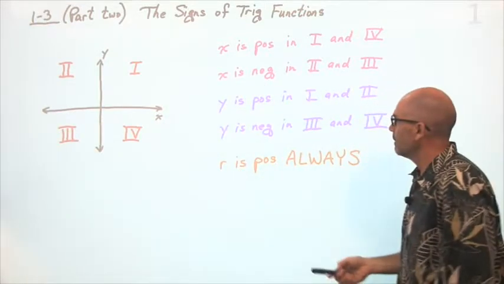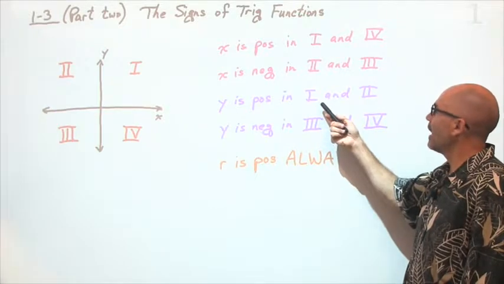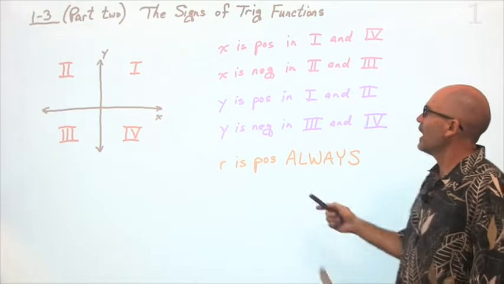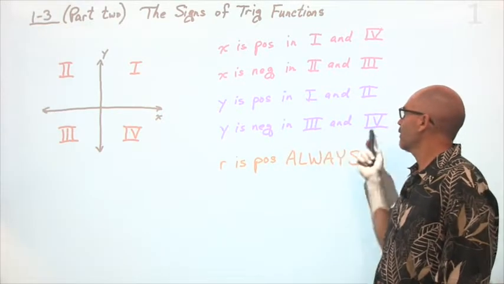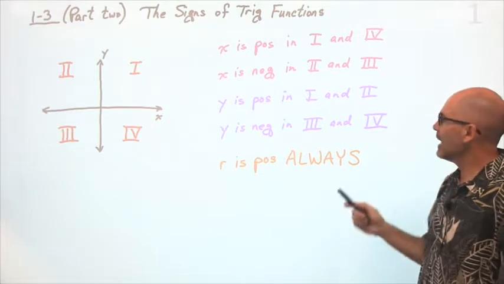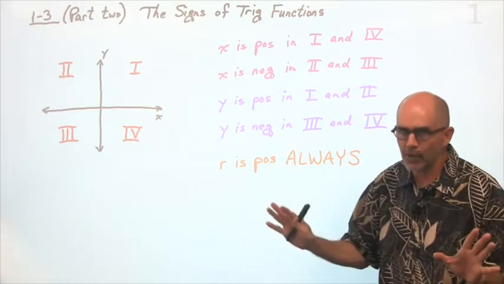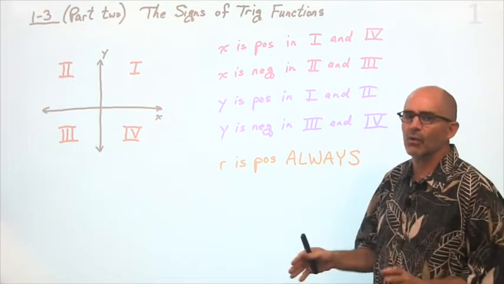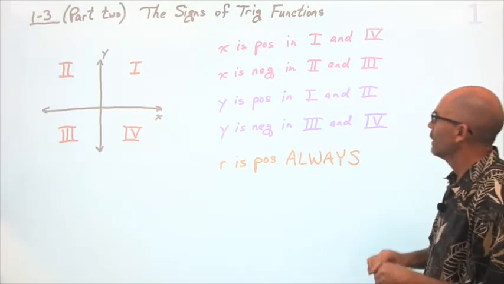Okay, y is positive when it's up, so that's 1 and 2. Then y is negative when it's down, that's 3 and 4. And r, the radius, is always positive. No matter what quadrant you're in, the radius of the circle is always positive. Okay, so let's look at the trig functions then.